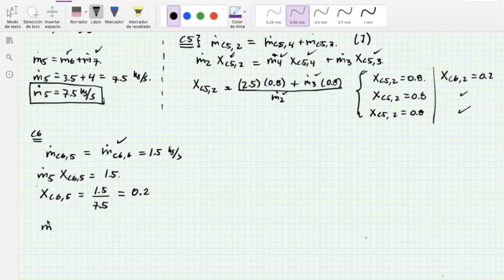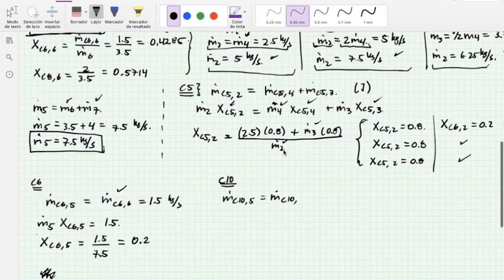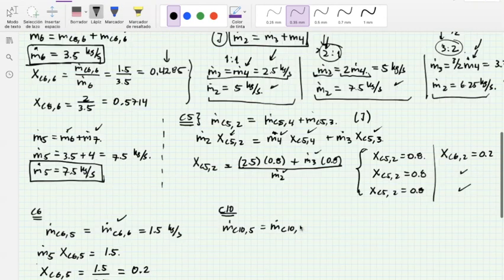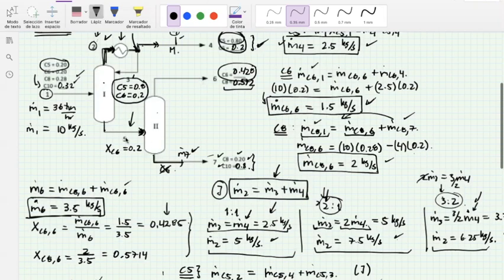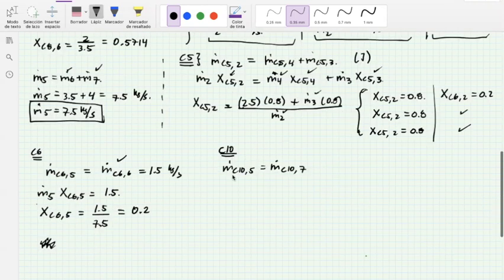So what I'm gonna do is, for C10, for example, I'm gonna put M C10 at 5 equal to M C10 at the stream called 7, because nothing is going through 6. And the only way that it went into unit 2 should be with the mass flow of 5. Therefore, this M5 x C10 at 5 should be equal to M7 x C10 at 7. I already have everything that I need.